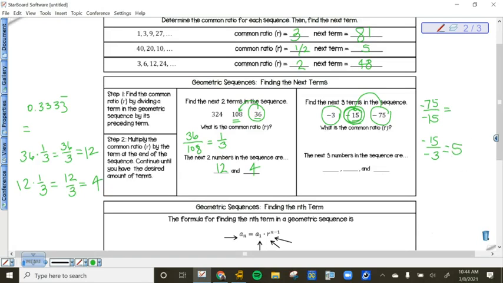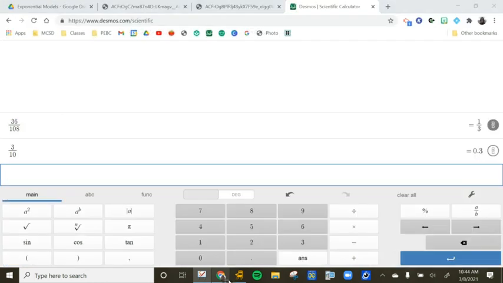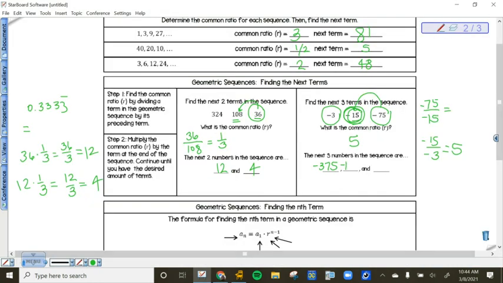5. So then what would the next term be in my sequence? Yep, sounds right to me. And then? So we just take that 375 and multiply it by 5 again. Yep, negative 1875.